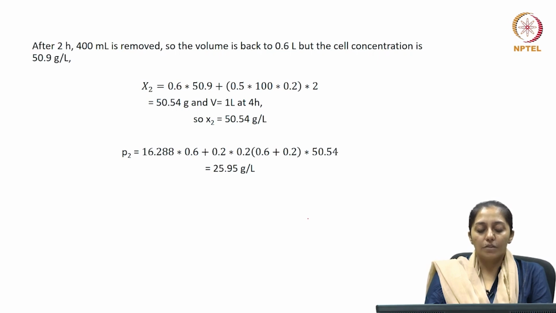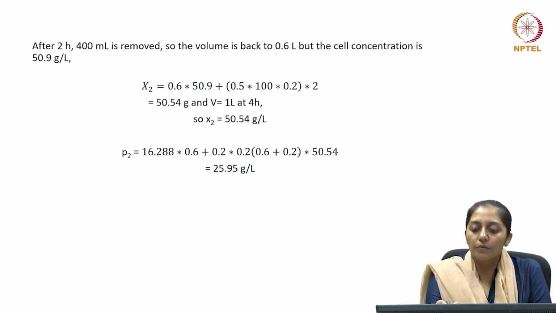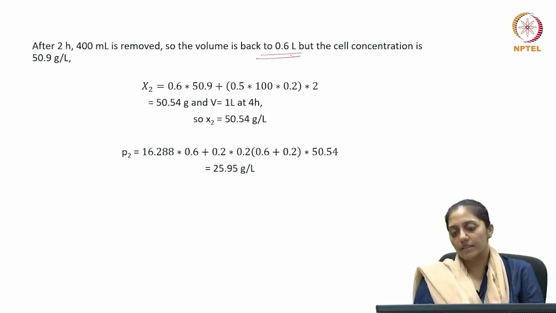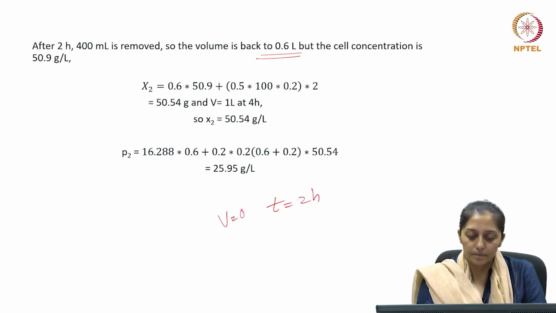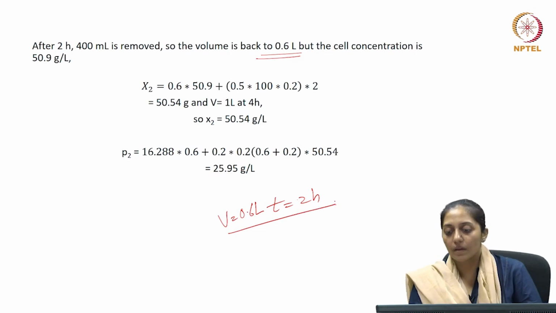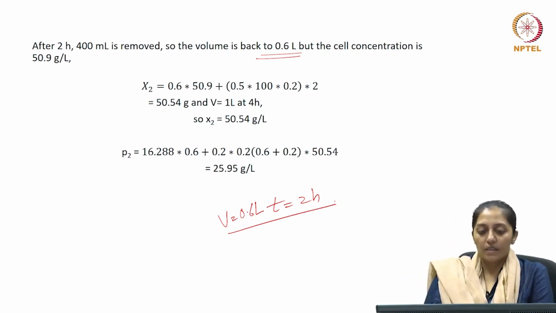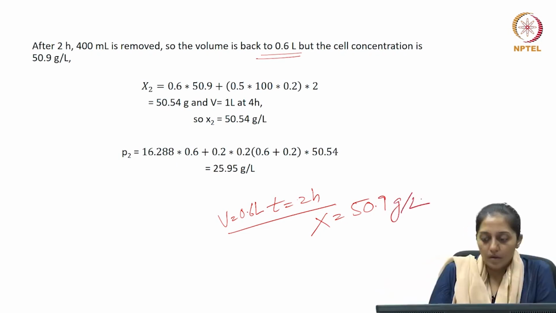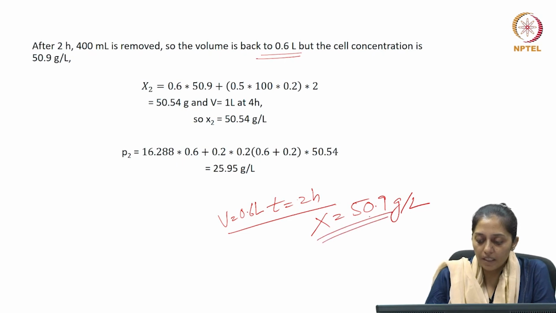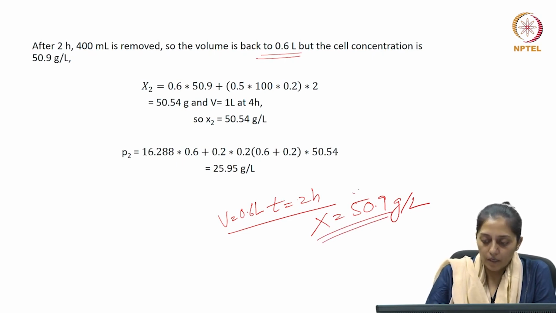So, after 2 hours of quasi steady state, 400 ml is removed. So, we know that the volume from 1 liter will go back to 0.6 liters at t equals 2 hour. However, because it is at quasi steady state, the biomass concentration is 50.9 grams per liter. And then this becomes the initial point for the fed batch to start again.